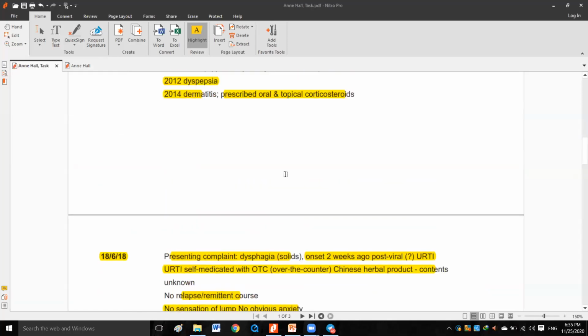Dr. Lauren, actually the answer for your question is about the importance of this point. Dermatitis in 2014 and had this medication, oral corticosteroid and topical corticosteroid, and the time gap here is almost 4 years. We will mention this point, not regarding the continuous taking or continuous action of taking this medication.